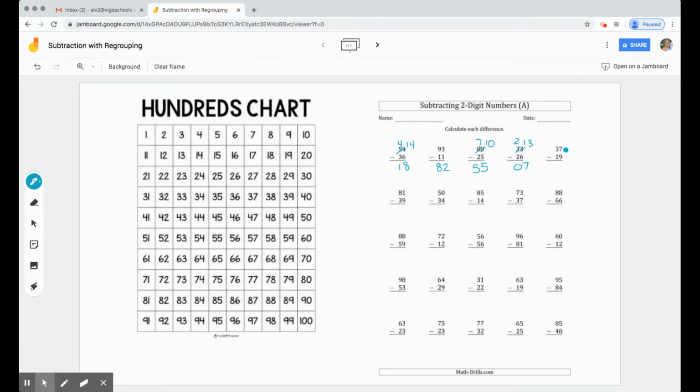And the last one, 7 minus 9. Cannot do. So I'm going to borrow from my 3, which will become a 2. My 7 will become a 17 because I carried that 10 over. So 17 minus 9 equals 8. 2 minus 1 equals 1. So 37 minus 19 equals 18.